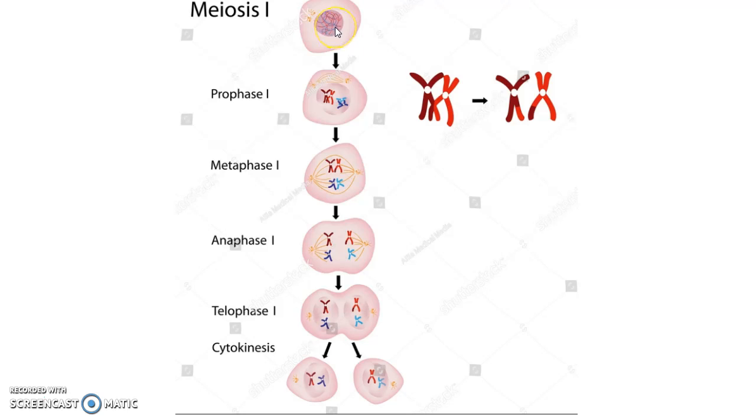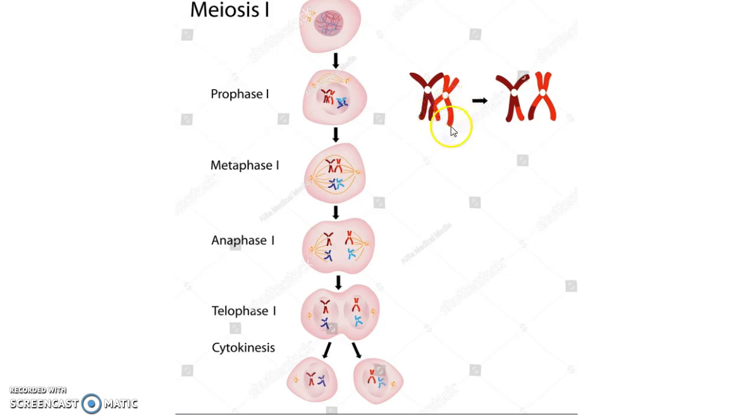In meiosis 1, what happens is those pairs line up together. So the pairs are together in the middle. It's not just one line of all the chromosomes, but we have pairs lining up in the middle. And then those pairs separate from one another. This is where we separate the mother and the father chromosomes.